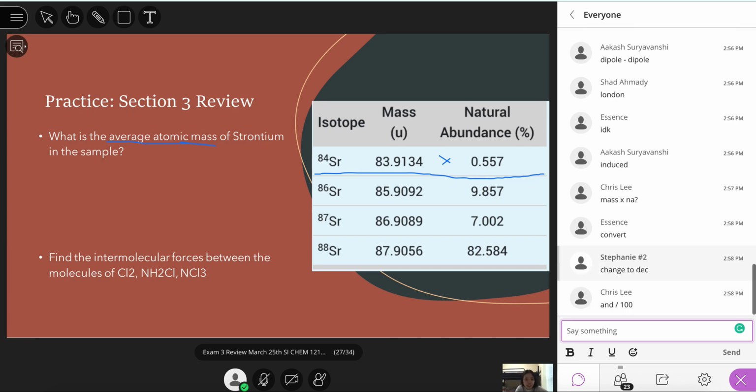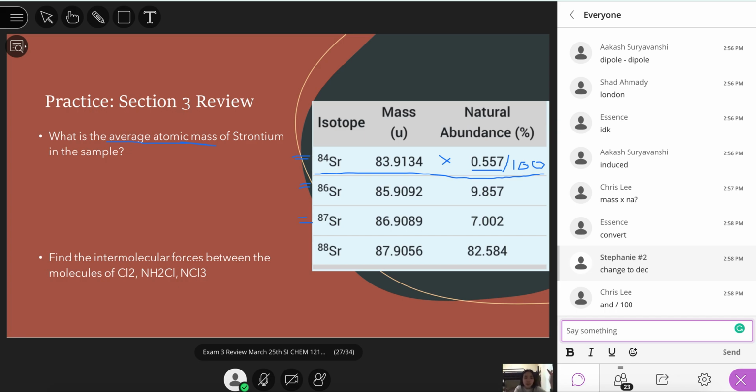So once you've done all that, divide by 100. For this one, you're going to divide by 100 to get the decimal, in case anyone is lost on that part. You're dividing by 100, and that's how you get the decimal form of the natural abundance. Once you multiply that by the mass, you should get the atomic mass contribution for that isotope.